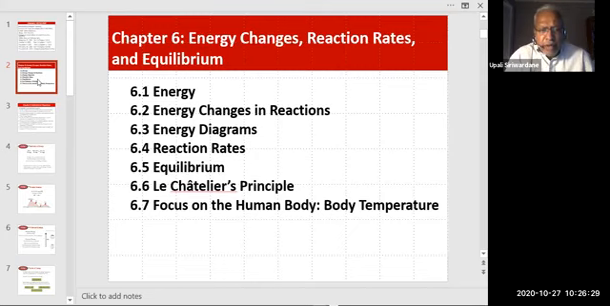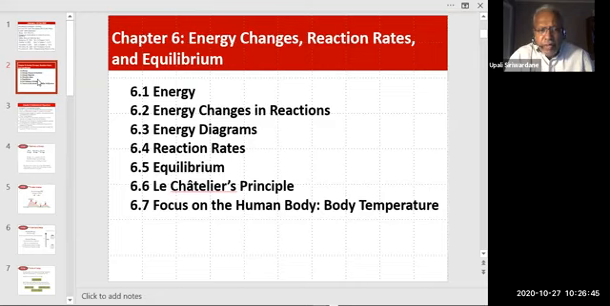The second part is reaction rates. Reaction rates are important to carry out reactions at a reasonable rate. There are several factors that affect reaction rates: concentration, temperature, and catalyst.